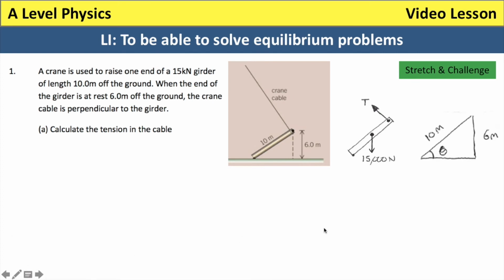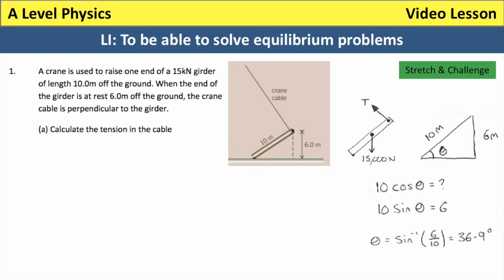So if we draw a diagram of the distances that we know, the girder is 10 metres long and it is 6 metres off the ground. We can therefore work out the angle that it's been raised by using the triangle as shown there. Now we know what the hypotenuse is and we know what the opposite side is. Therefore we can say that 10 sin theta is equal to 6, and so theta is sin to the minus 1 of 6 over 10, which is 36.9 degrees.